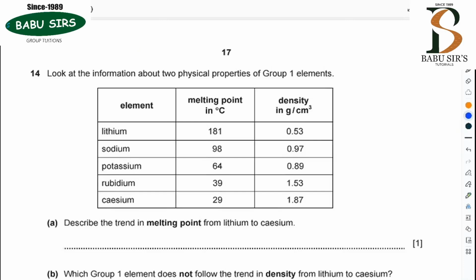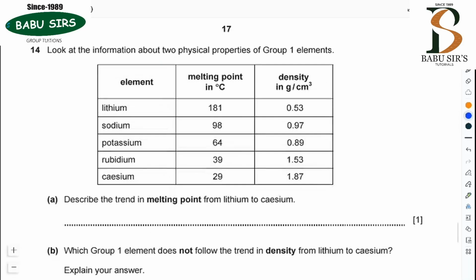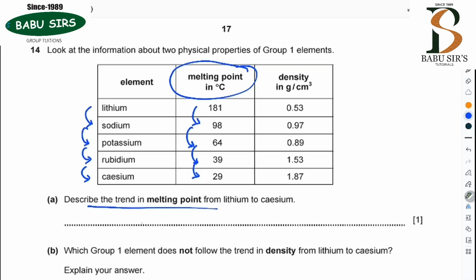Now question number 14. Look at the information of two physical properties of group 1 elements. The first property given is melting point. So we just have to go down the line and check what is happening. If we go from lithium to caesium, you can see the melting point is decreasing, and everywhere it is decreasing only. So describe the trend of the melting point. You can write decreases.